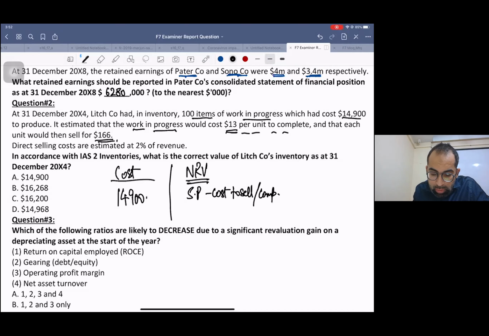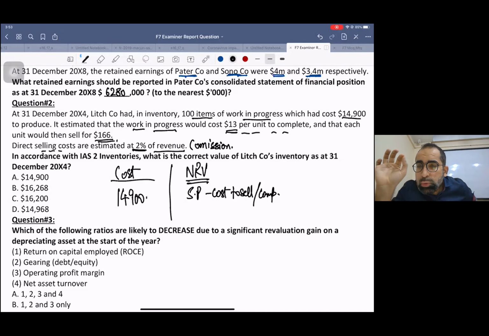Now, there is one thing more. Direct selling costs are estimated at 2% of revenue. You can think of this cost as commission. Okay. So in this question, there are two costs. The first one is selling cost, that is commission. That also you need to deduct. And the second cost is to complete the work in progress, 13 per unit. So two costs you need to deduct from the selling price.